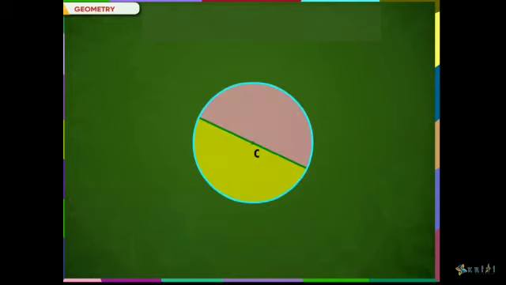What if this chord passes through the center of the circle? We know that when a chord passes through the center of the circle, then it is called the diameter of the circle. And a diameter divides a circle into 2 equal halves. Each half is called a semicircle.